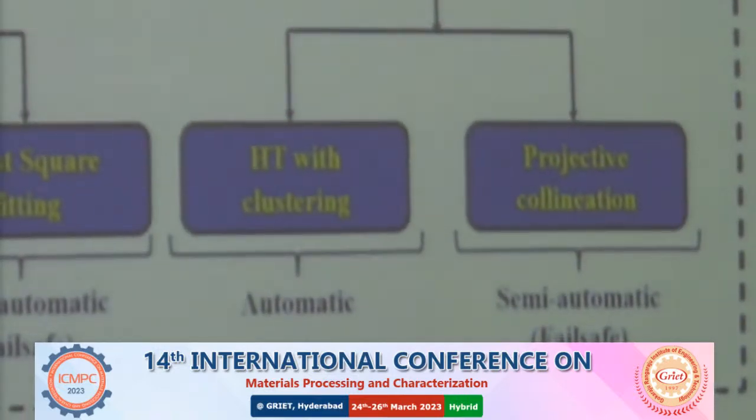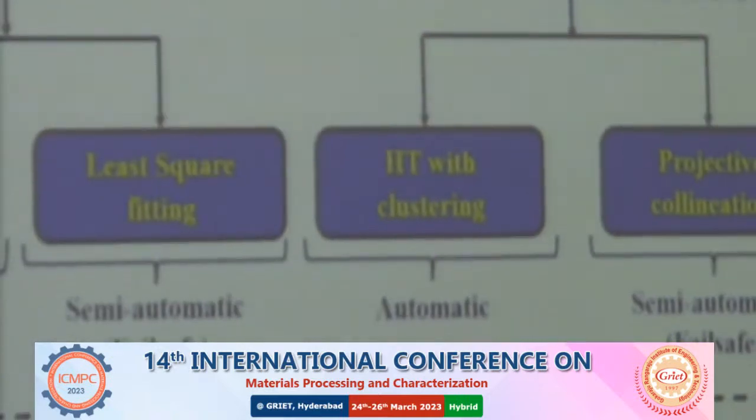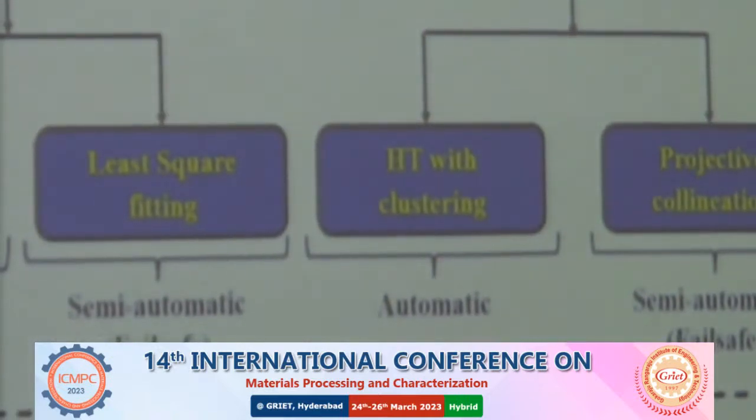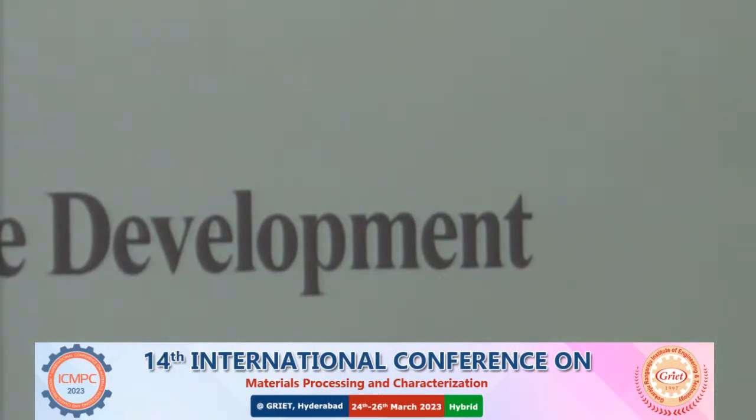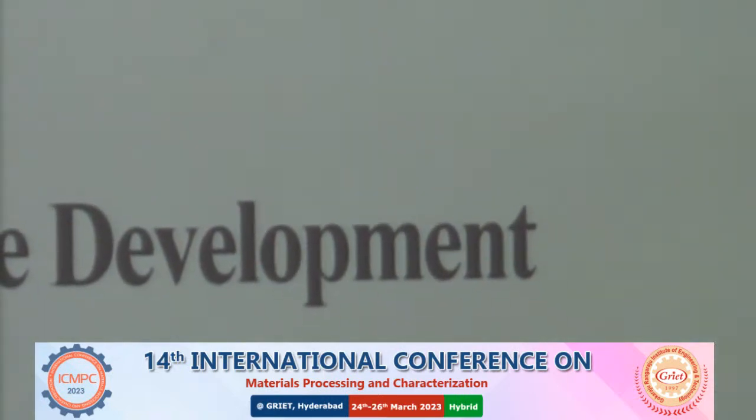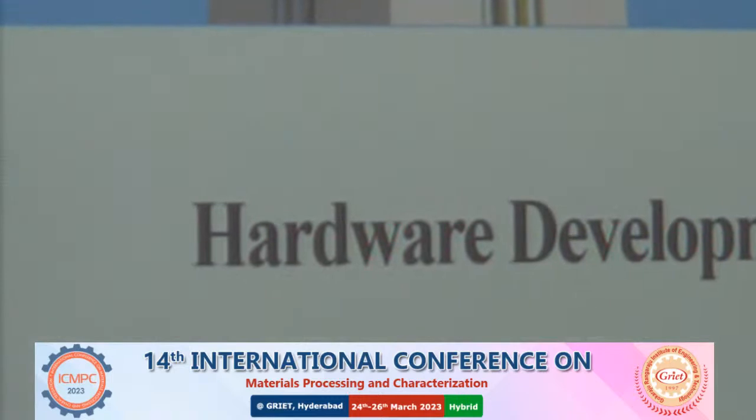And for square grid analysis also we propose two algorithms. One is Hough transform with clustering, and another is a projective collineation method. Okay, now let us go to the next slide. So this is the software part.